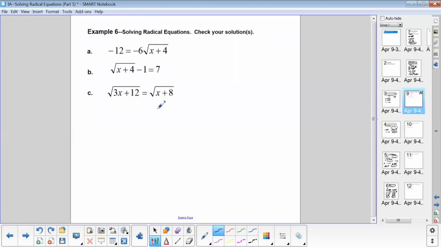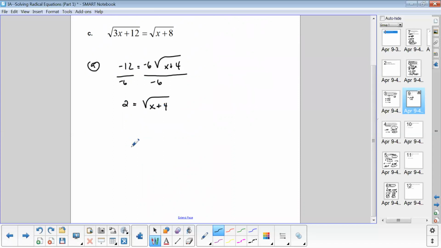So with these next few, we don't have any context to them. They're just practice examples. And let's take A. We've got negative 12 equals negative 6 times the square root of x plus 4. Notice the variable is under the radical. So I'm going to start out by dividing by negative 6. So that's going to give me 2 is equal to the square root of x plus 4. And I need to get inside the radicand there.